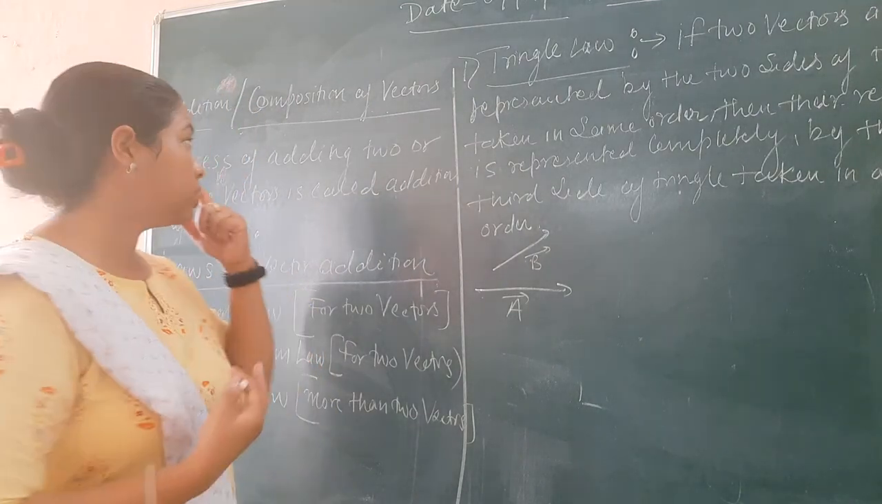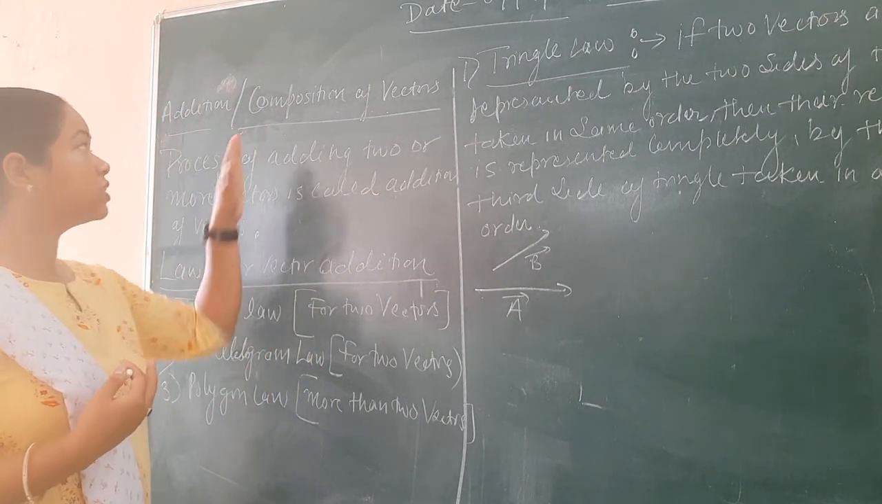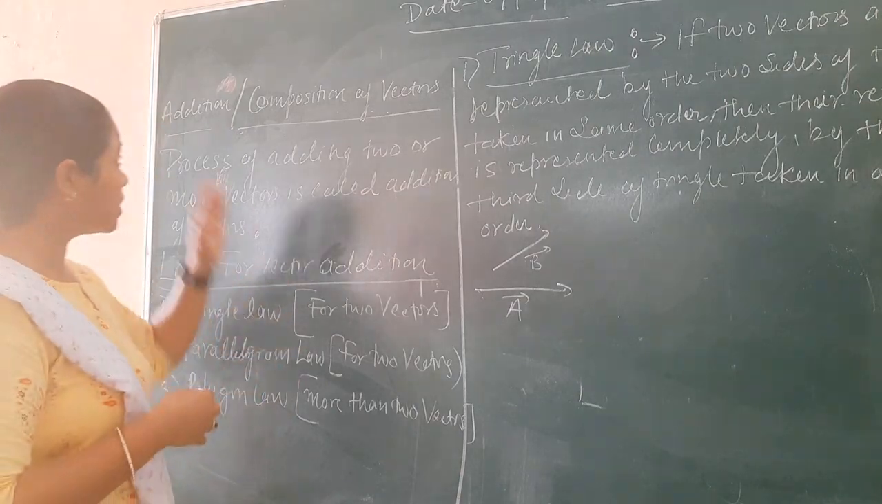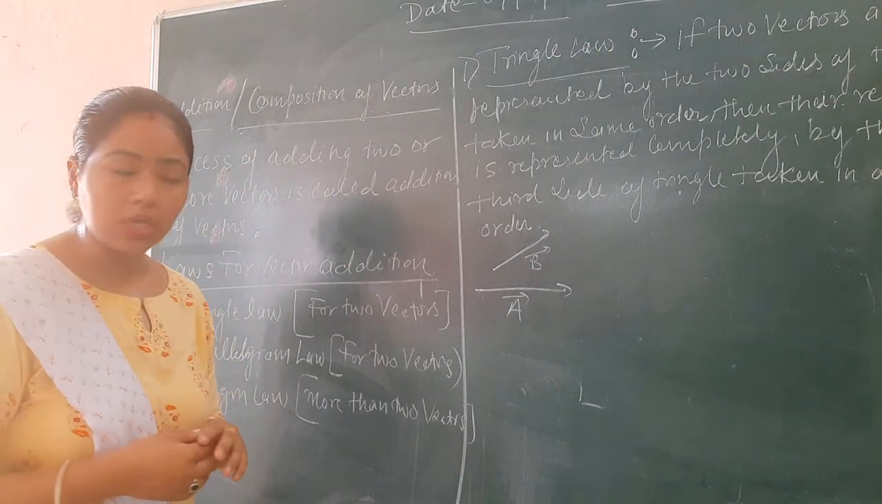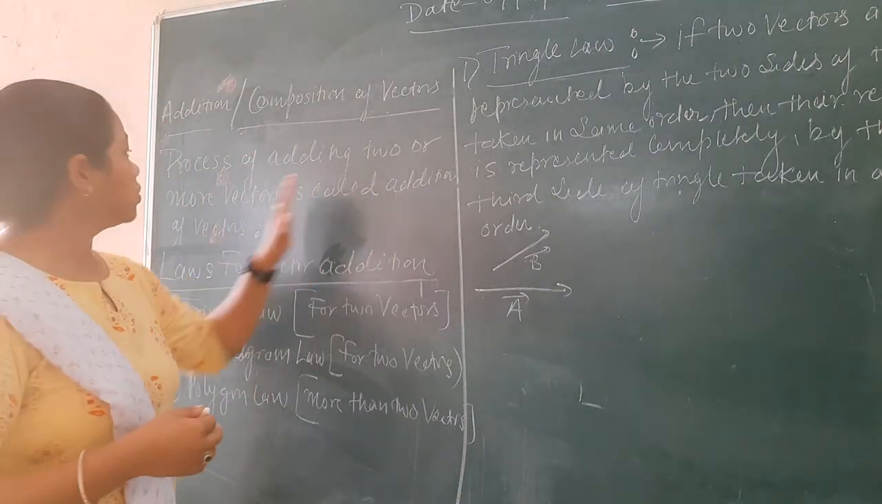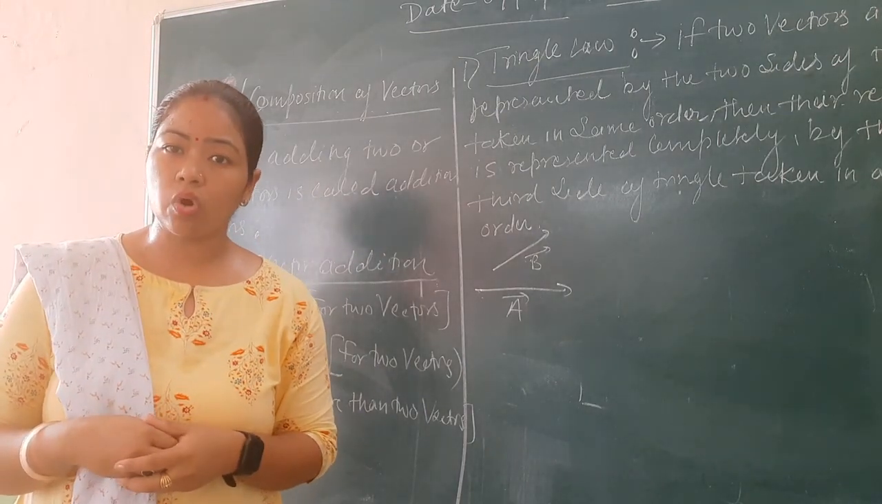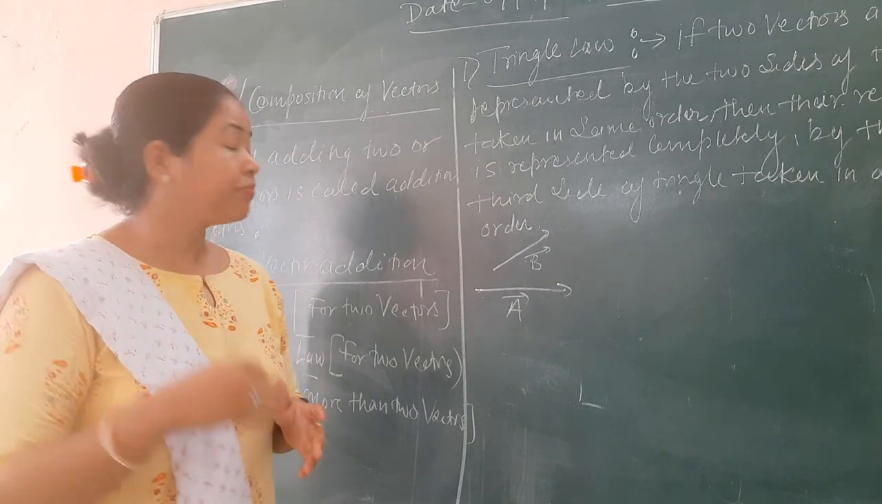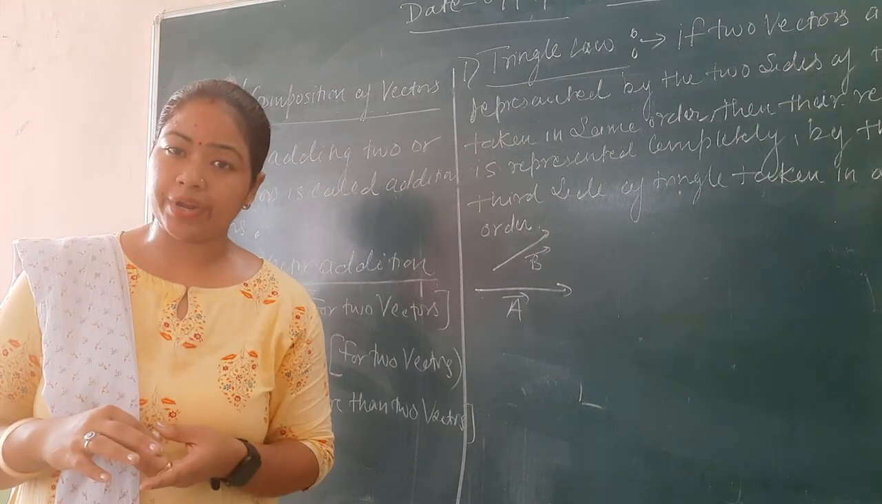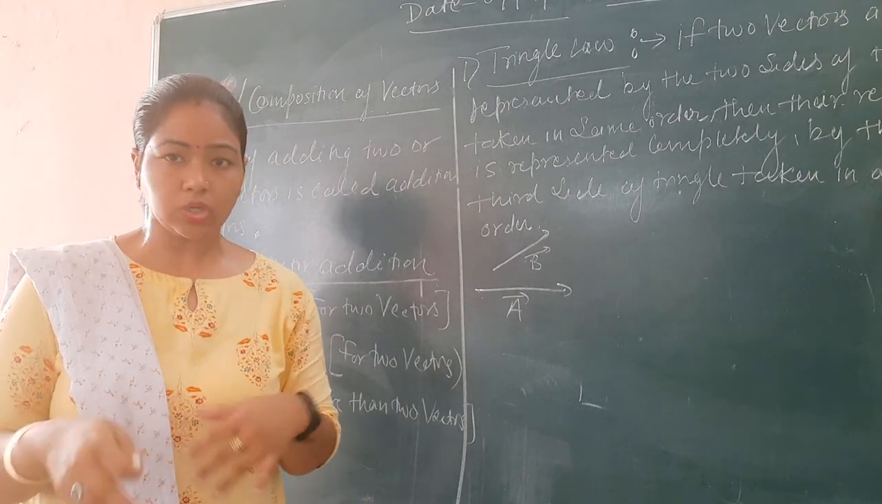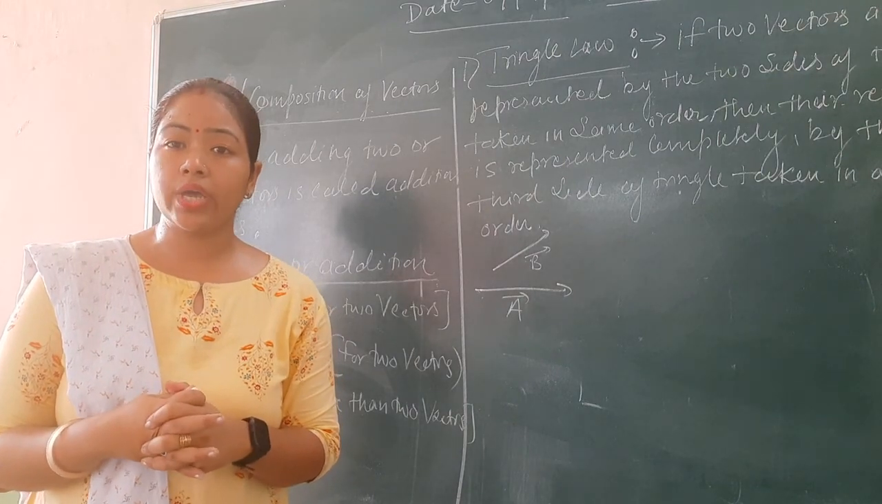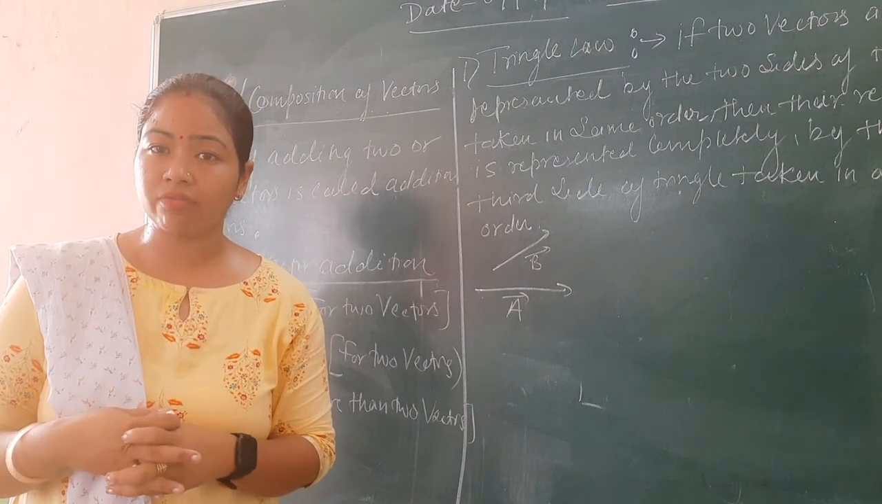Right. So children, first we will talk about the addition or the composition of vectors. Addition or composition, both are the same thing. The process of adding two or more vectors is called addition or composition of vectors. Right. So how can we carry out this process?